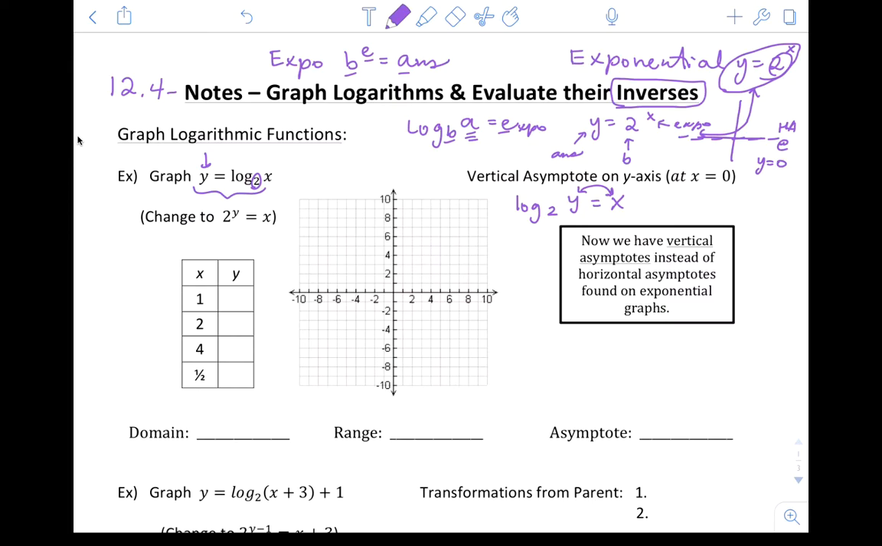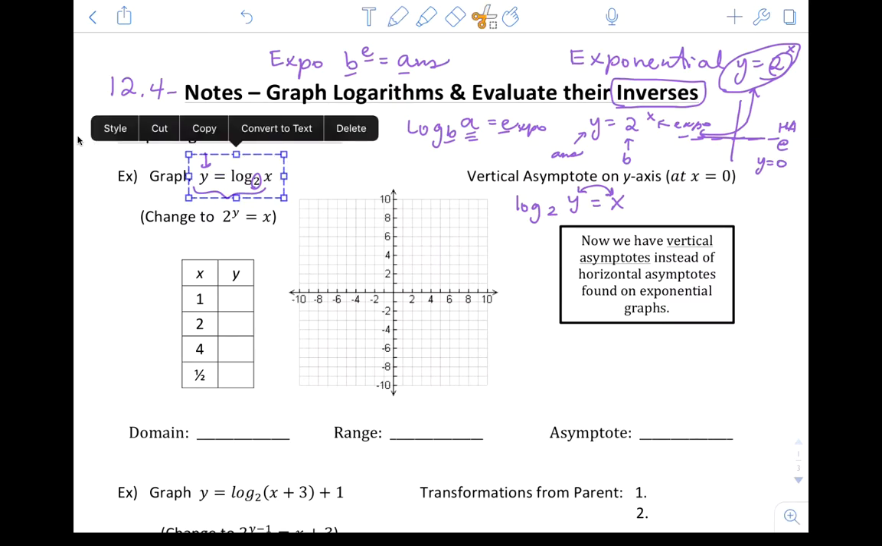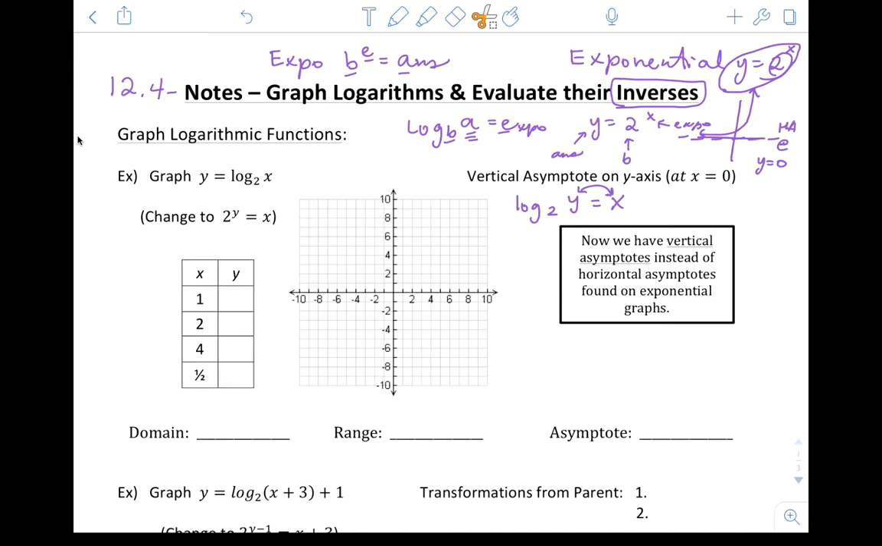Let's just see what happens. If this is the most basic logarithmic graph, y equals log base 2 of x is how you say that. Remember, log is BEA. So this is a base. Base, answer, and it equals an exponent. If you change that to exponential form, the base to the exponent y equals the answer, that's x.